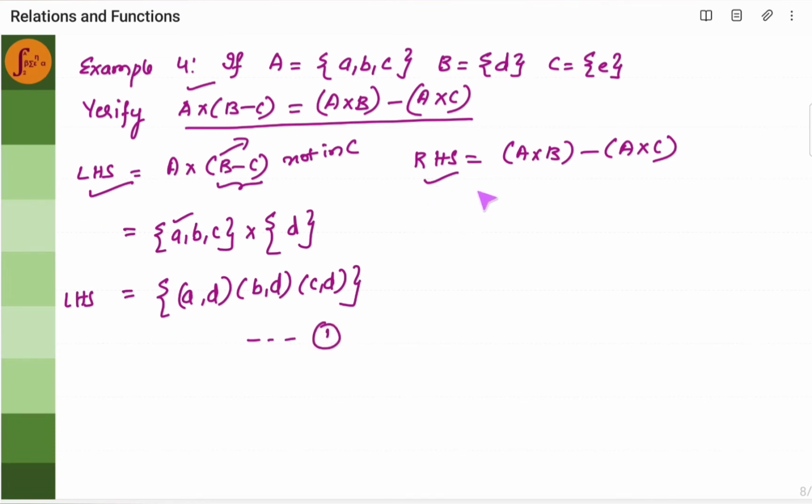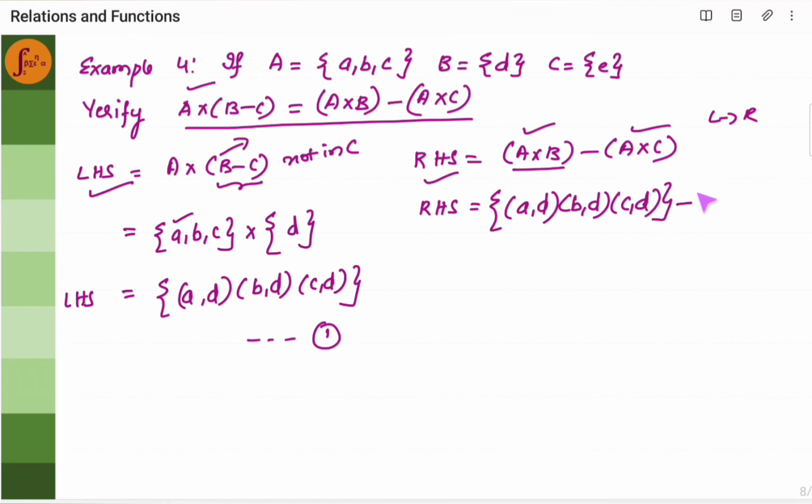Let's come to the right hand side, RHS. Since the brackets are there for this one and this one, both are important. But when there are two things which are of equal importance, you start from left to right. So left side you have A into B. Let's get the ordered pairs for A into B. Let's take A, B, C with D. A with D, B with D, and C with D.